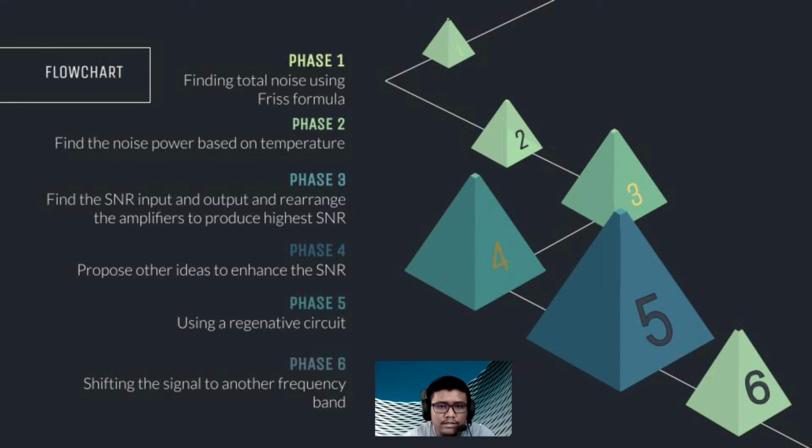For the flowchart, first, we need to find the total noise using the Friis formula. Next, we can find the noise power based on the temperature given in the question. Next, we can find the signal to noise ratio input and output, and then we can rearrange the amplifiers to produce the highest signal to noise ratio.